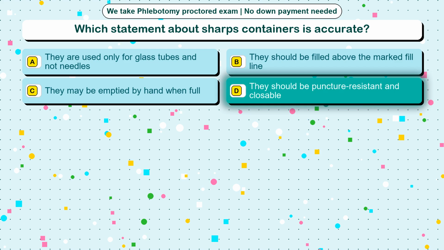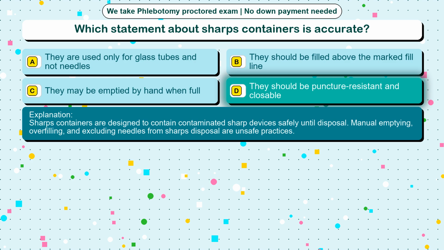The correct answer is option D, they should be puncture-resistant and closable. Sharps containers are designed to contain contaminated sharp devices safely until disposal. Manual emptying, overfilling, and excluding needles from sharps disposal are unsafe practices.